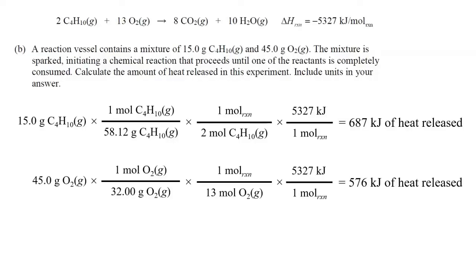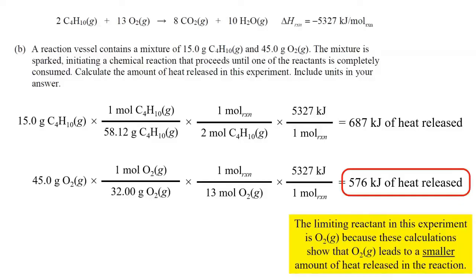And now I have two numbers. I have 687 kilojoules of heat released from the butane, and I have 576 kilojoules of heat released from the oxygen. And I'm going to go with the smaller amount, again, from the limiting reactant. So the limiting reactant in this experiment is the oxygen, the O2, because the calculations show that O2 leads to a smaller amount of heat released in the reaction. So the answer to part B, the amount of heat, is 576 kilojoules. And again, that came directly from the limiting reactant in my calculations.